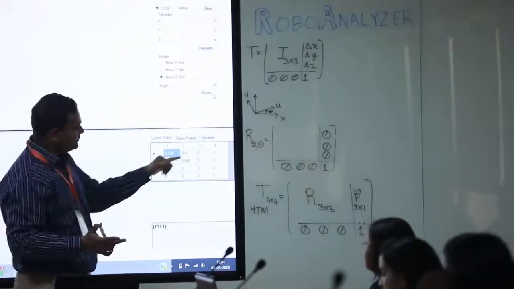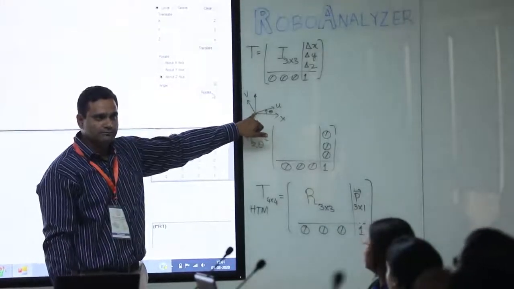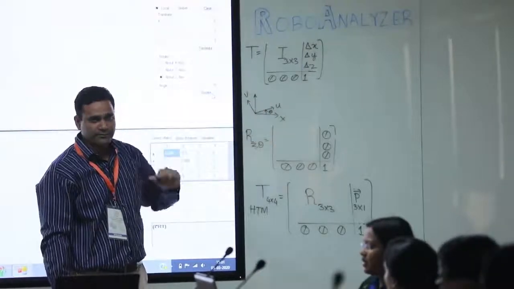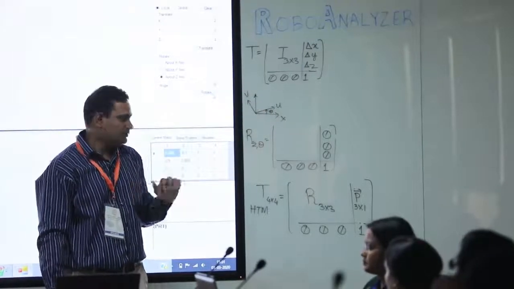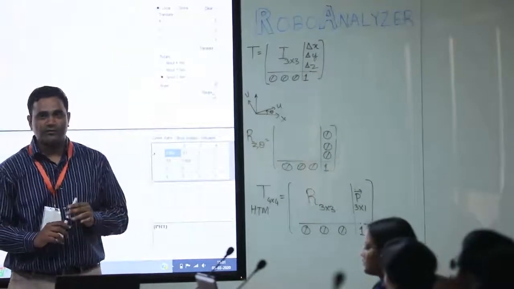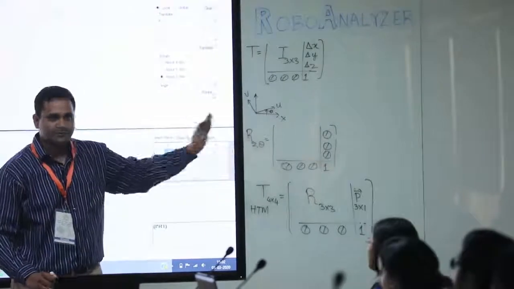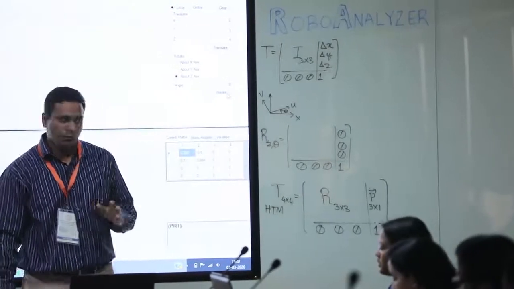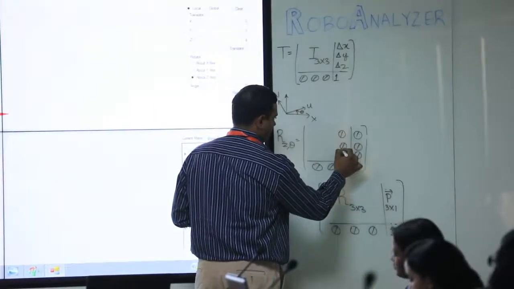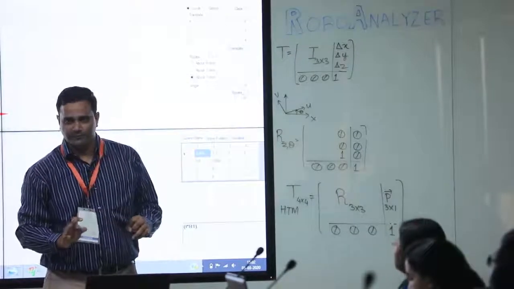Next immediate thing is W parallel to Z. Both are coming out of the plane. So, which column do we know in this? Last column. What will be the last column of the rotation matrix? 0, 0, 1, because W is parallel to Z.